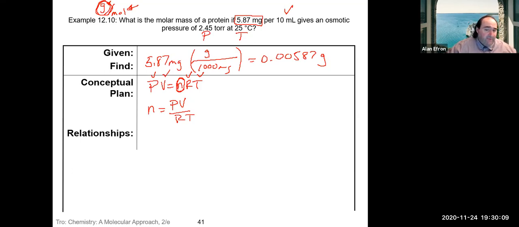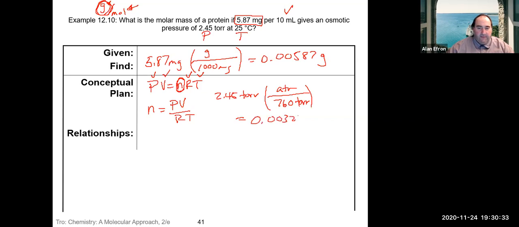Obviously, we need to convert our 2.45 torr into atmospheres. So 2.45 torr, and 760 torr is an atmosphere. And if we do that, we will end up with, we'll call it 0.00322 atmospheres.